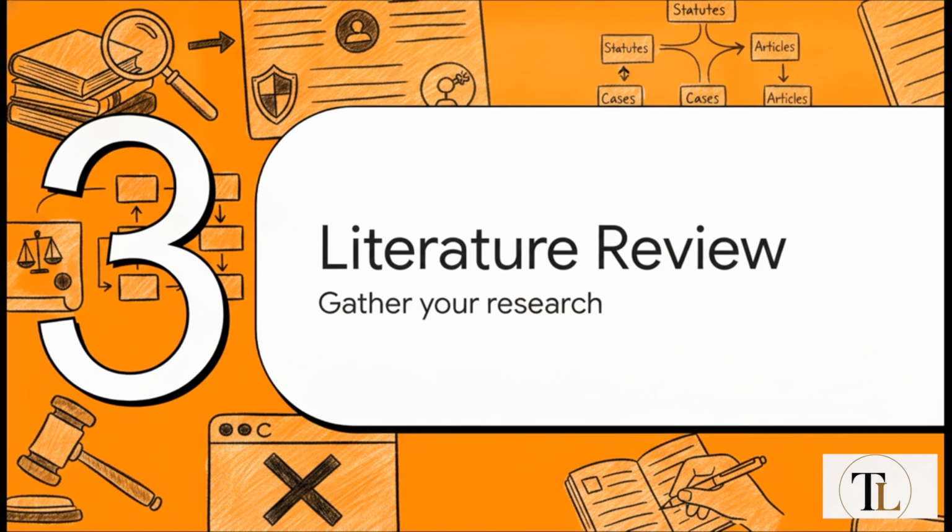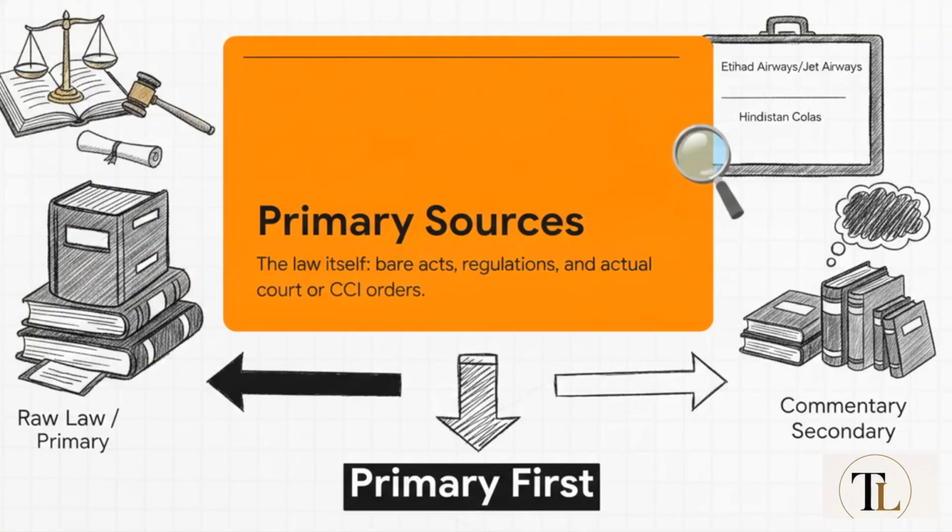Now that our topic is locked in, we can move on to actually gathering our research. And no, that does not mean blindly Googling and skimming the first 3 results that pop up. The absolute most crucial point here is understanding the difference between primary and secondary sources and the exact order you need to read them in. Primary sources are the raw law. For our competition law sample, that means going straight to actual Competition Commission of India orders like the Etihad Airways case.